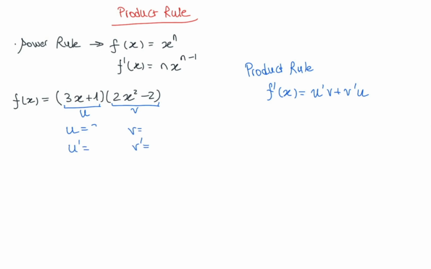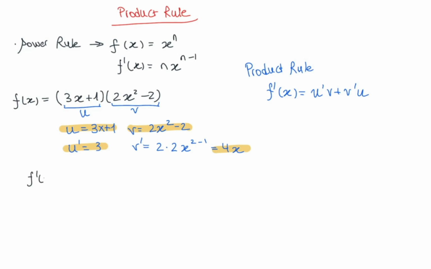So our u is 3x plus 1. Our v is 2x squared minus 2. Now let's find the derivative of u. Derivative of 3x plus 1 is simply 3, because 1 is a constant, it will go. Now, the derivative of 2x squared minus 2 is 2 times 2, x to the power 2 minus 1, which will leave us with 4x. These are the four pieces that we care about.